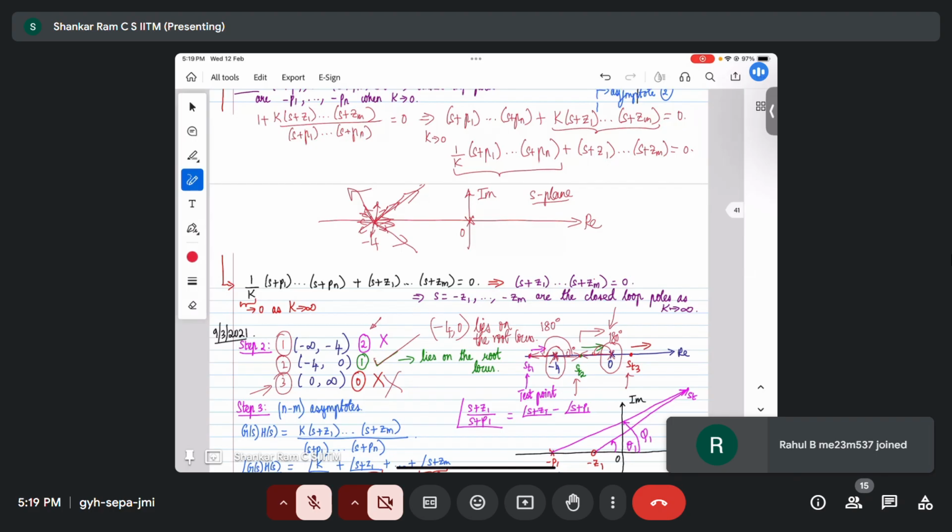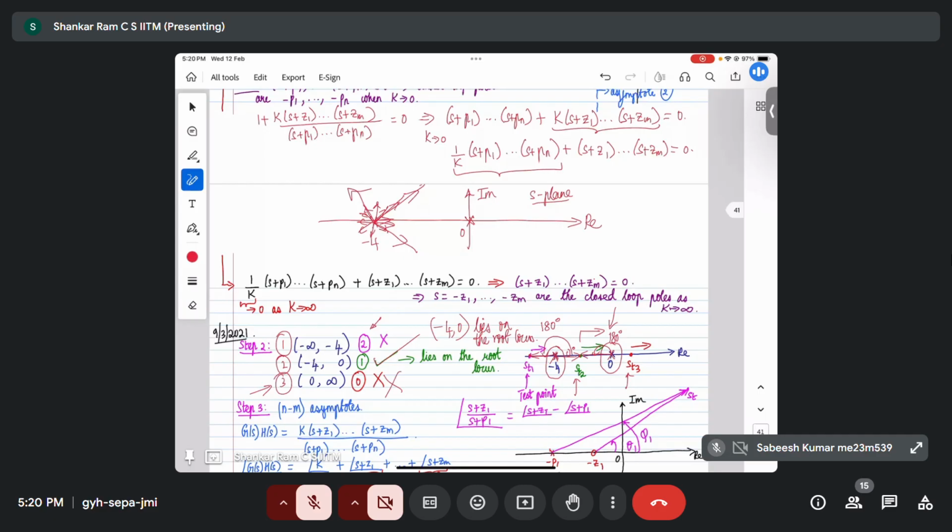Because of this property, polynomials with real coefficients need to have complex conjugate roots. But the pole at -4 is not repeating. It's appearing only once. It's a simple pole. So if the open loop pole at -4 is not repeating, we know that there can be only one branch starting from -4. So that eliminates this possibility.